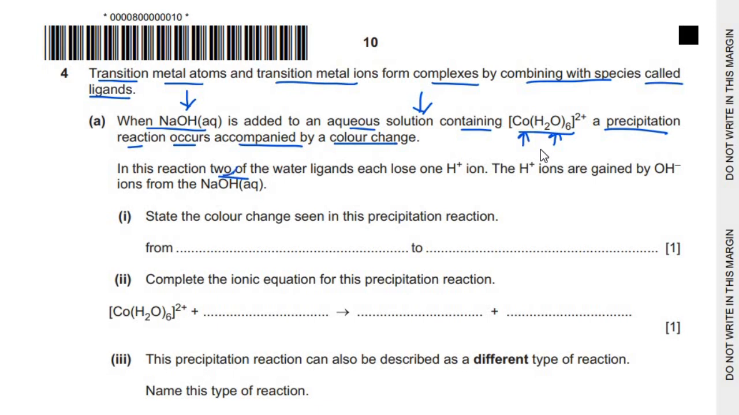In this reaction, two of the water ligands, that is, out of 6, 2 water molecules, are each losing one hydrogen ion, which is gained by OH minus, that is, hydroxide ions from NaOH. Now state the color change seen in this precipitation reaction. If we look at what is asked in the question, we know it's an aqueous solution of cobalt. Aqueous cobalt is always pink in color, and if it loses 2 of its water molecules, obviously forming water molecules as a byproduct, it will change its color to blue. So this is the color change, that is pink to blue.